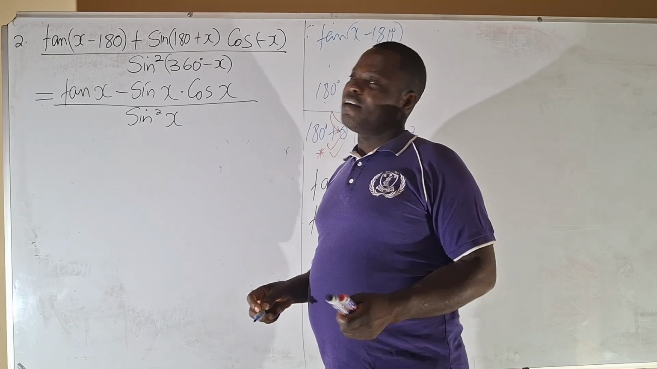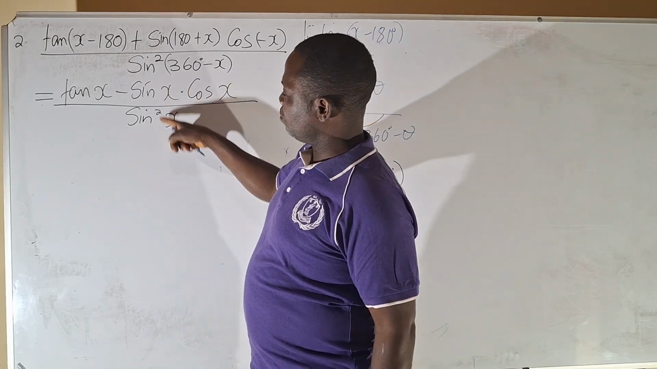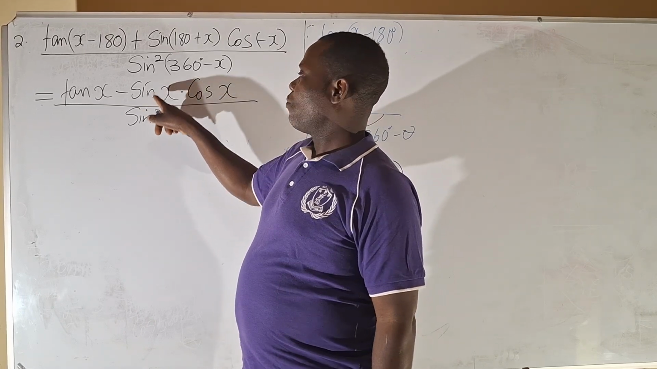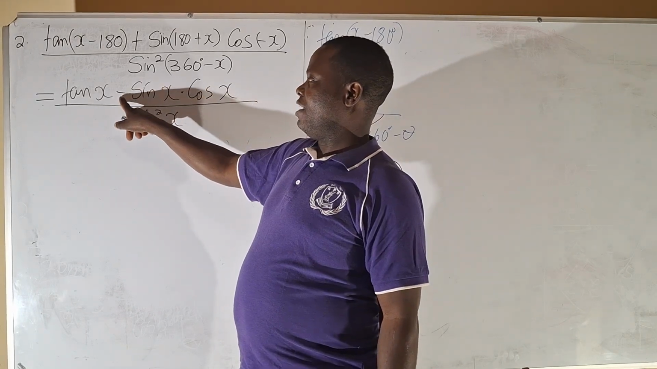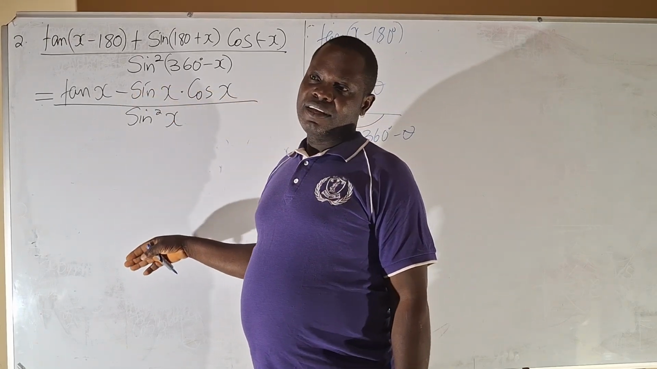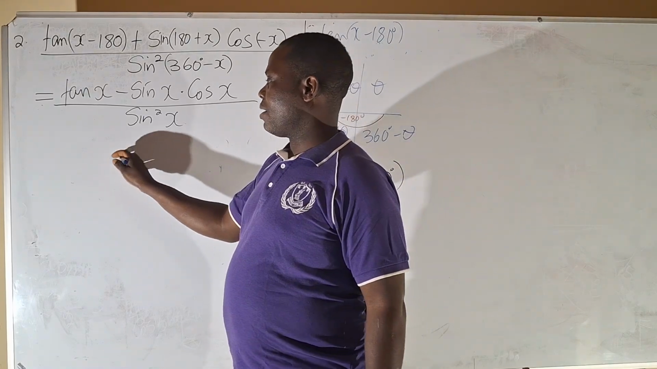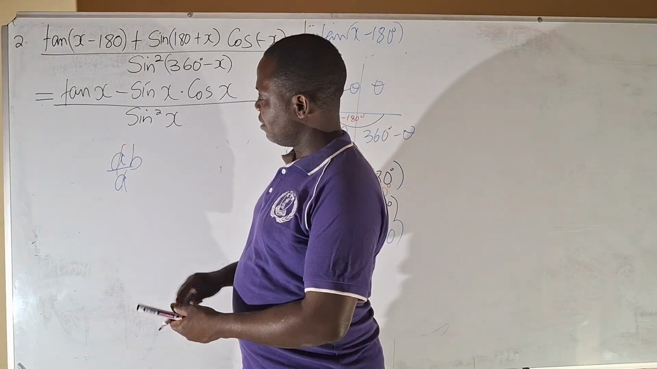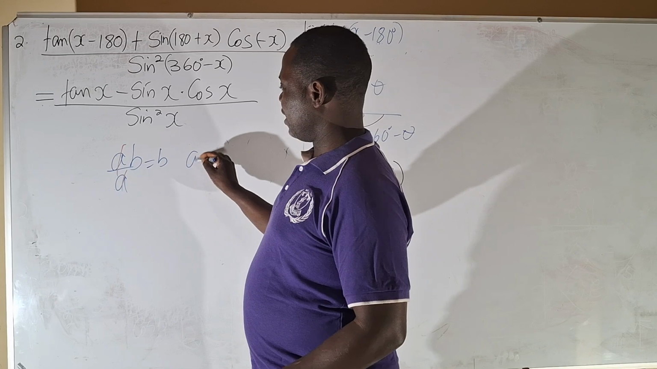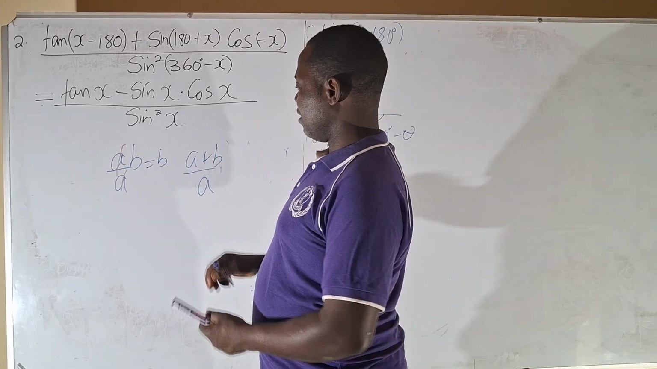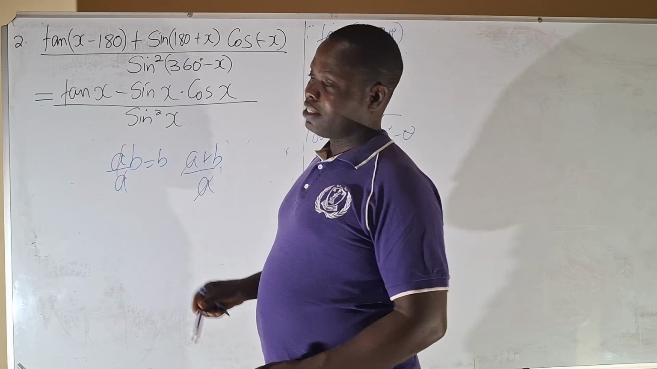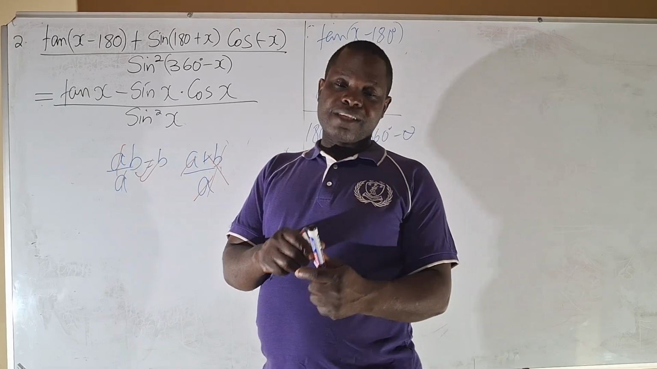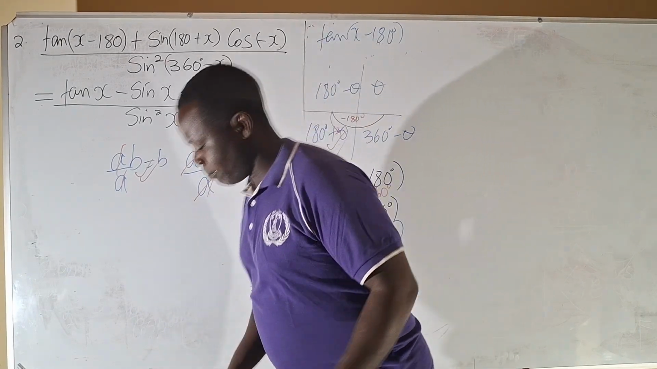Now please be careful. I can see that these two are the same. Don't be tempted to divide them. We can't divide them if we have a negative or a positive. It's like in algebra, AB divided by A. I can divide A by A to give me B. But if I get A plus B divided by A, I can't divide A into A. This one is not correct, but this one is correct. So those algebraic ideas are also applicable here.